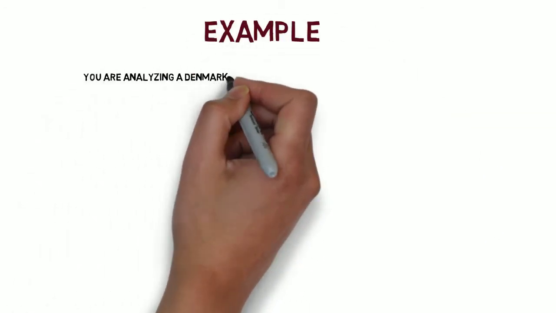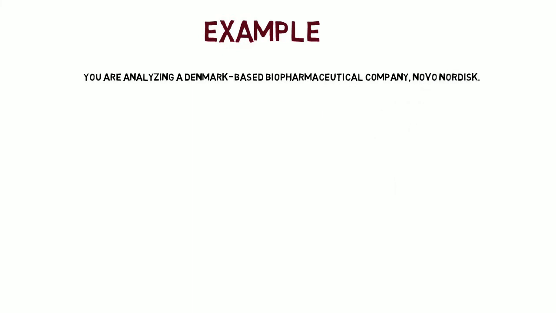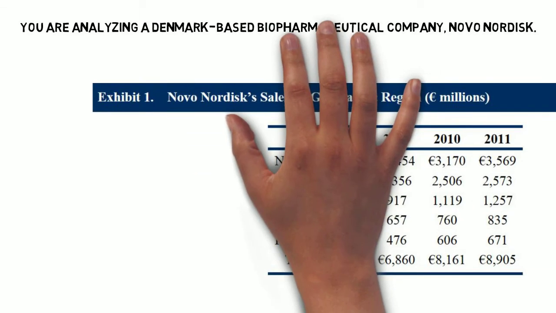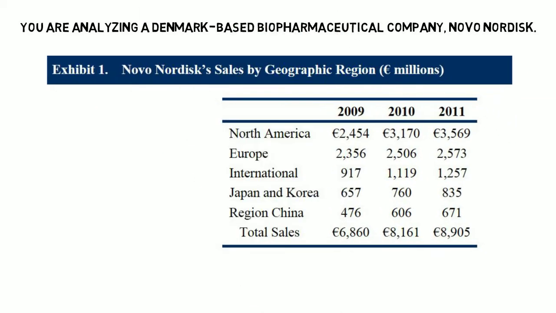Let's say you're analyzing a Denmark-based biopharmaceutical company, Novo Nordisk. The company provides detailed disclosures of revenue along geographical diversification, business segments, and product lines. Here's a snapshot summarizing the company's sales by geographic regions. All figures are in millions of euros.